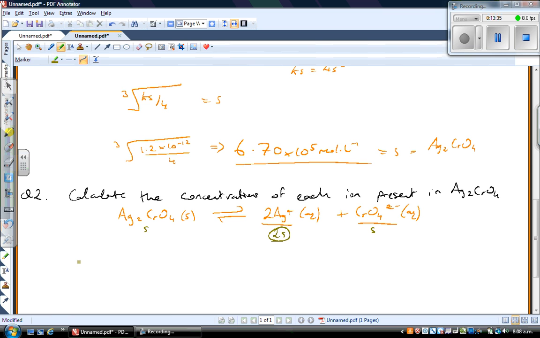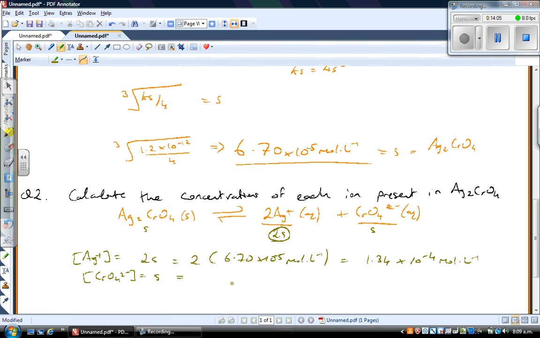So in short, the concentration of Ag plus is equal to 2 times S, which is equal to 2 times 6.70 by 10 to the minus 5 moles per liter, which comes to 1.34 by 10 to the minus 4 moles per liter. That's the concentration of silver ions that you get from the dissociation of silver dichromate. And the concentration of dichromate ions is simply equal to S, because you only get 1 mole per mole of the original compound. So that'd be 6.70 by 10 to the minus 5 moles per liter.